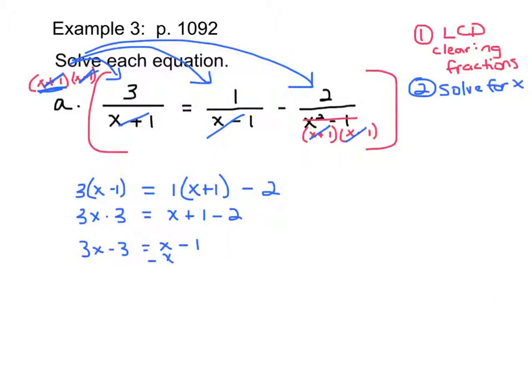So I can subtract x, and that gives me 2x, and I can add the 3 to both sides to get 2 on that side. Dividing by 2 gives me x equals 1. Alright, if I go back and plug in x equals 1, 1 plus 1 is 2, so this is going to be 3 over 2. 1 minus 1 is 0.